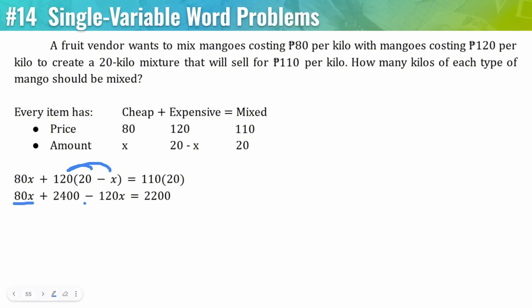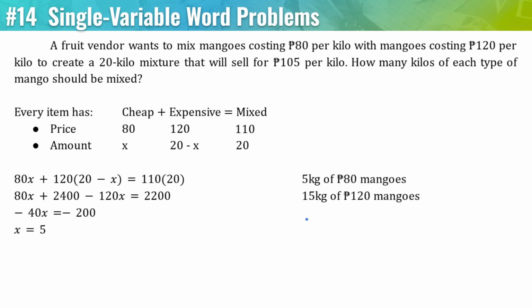So we isolate the terms with x. That's going to be negative 40x is equal to negative 200. And then we solve for x by dividing both sides by negative 40. We have x is equal to 5. So going back to our representation, we have 5 for the cheap mangoes and 15 for the expensive mangoes. So this is our final answer.